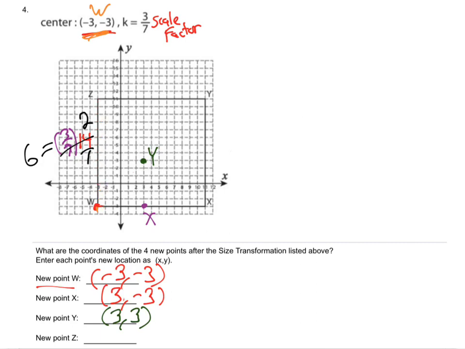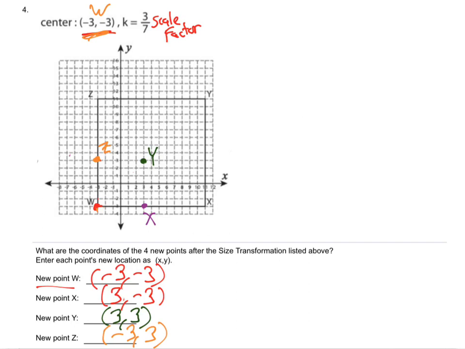Only up 6. So here we go from the center. 1, 2, 3, 4, 5, 6. There it is. There is the new point Z. And what are the coordinates of that point? That looks like back 3, up 3 for the new point Z. And now, can you see, whoops, made a little mistake there. Let me get rid of this stuff.